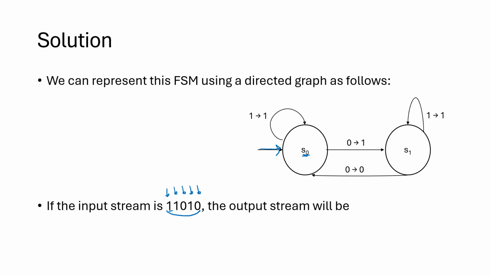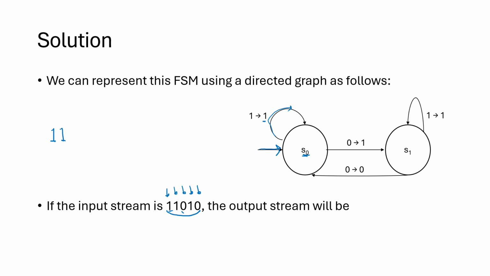Now, if I'm at S0 and I read a 1, this is the arrow representing that. So what I output is a 1. The first output symbol is going to be a 1, and I stay at S0 because that's what the arrow does. Then I read the second input symbol, which is another 1, and the same thing happens. I output another 1 and stay at S0.